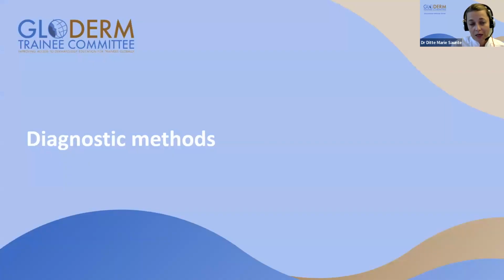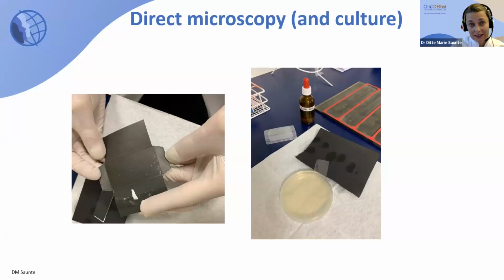So then we're going to talk a bit about the diagnostic methods, and it is about taking the right sample, and normally it's taken from the edge of the raised border. Then we take it to the laboratory, where we take the skin scales or the nail or the hair, whatever the sample is, and we perform microscopy and culture.